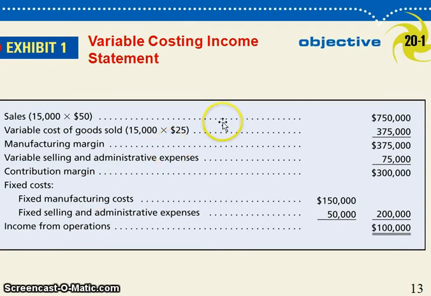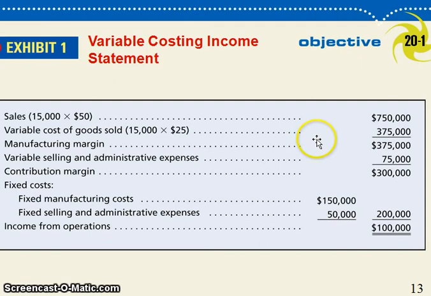Alright, so our variable cost of goods sold was $25 a unit. That's $375,000. We have a new title here. We've got something called a manufacturing margin. So really what this manufacturing margin is telling us is how much it is really costing to make this product. It's very similar to the contribution margin concept, but not quite there yet.